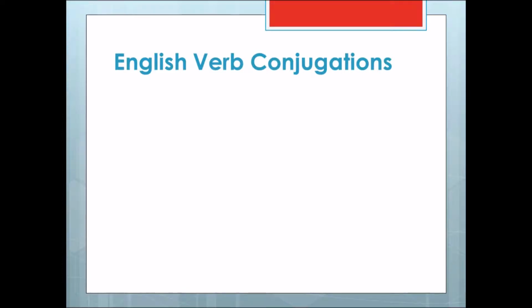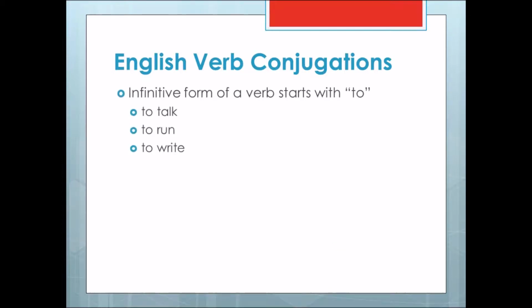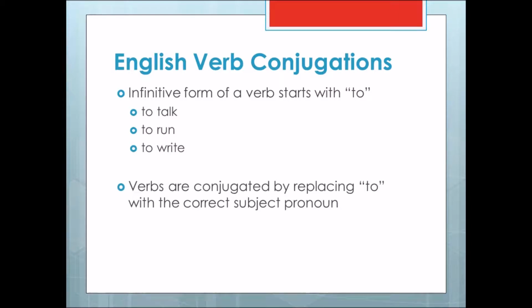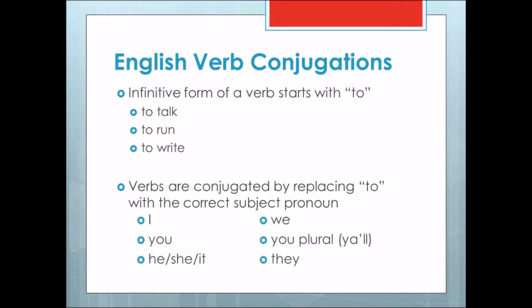First, I want to take a look at conjugating verbs in English, and then from there we'll move this into Spanish. The infinitive form of the verb is when you are not specifying anyone in particular. In English, that means you have the word to in front of the verb, such as to talk, to run, to write. Then you conjugate the verb in English by dropping the word to and adding the correct subject pronoun. For example, I, you, he, she, it, we, you plural or y'all, and they.